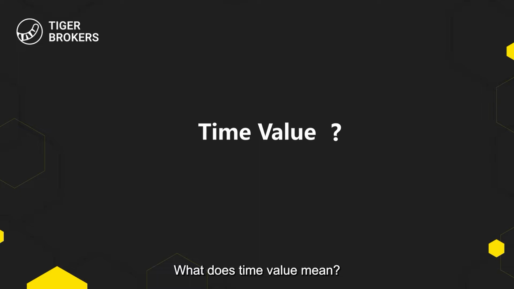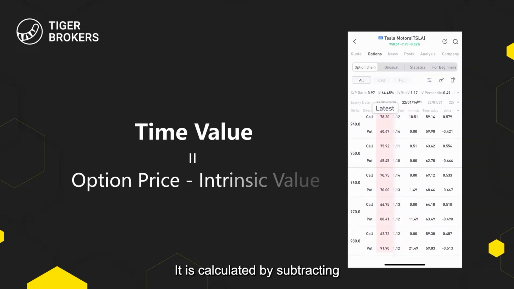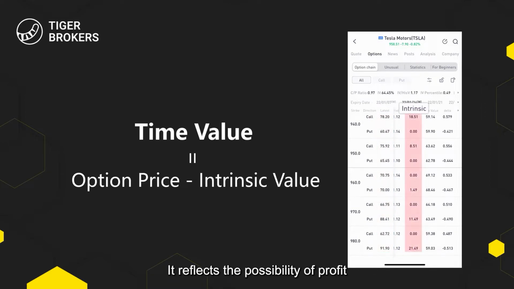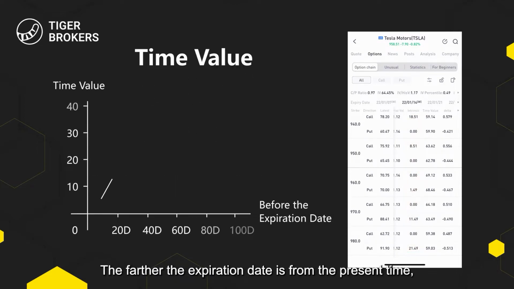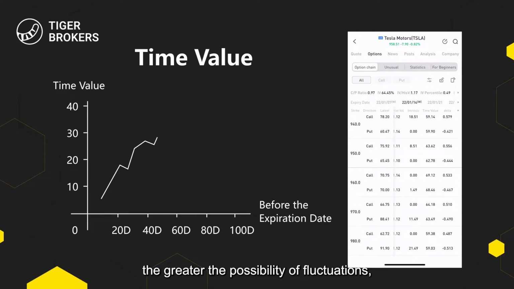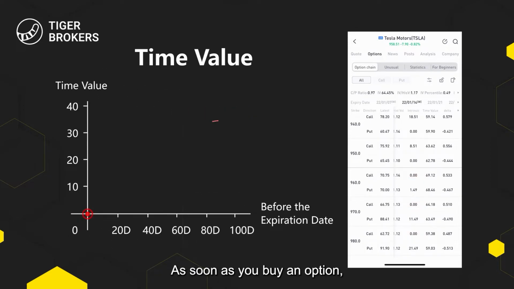What does time value mean? There is no strict definition of time value. It is calculated by subtracting the intrinsic value from the option price. It reflects the possibility of profit after the option is purchased. The farther the expiration date is from the present time, the greater the possibility of fluctuations, and therefore the higher the time value. When the option contract expires, the time value returns to 0, which means an out-of-the-money option becomes worthless.